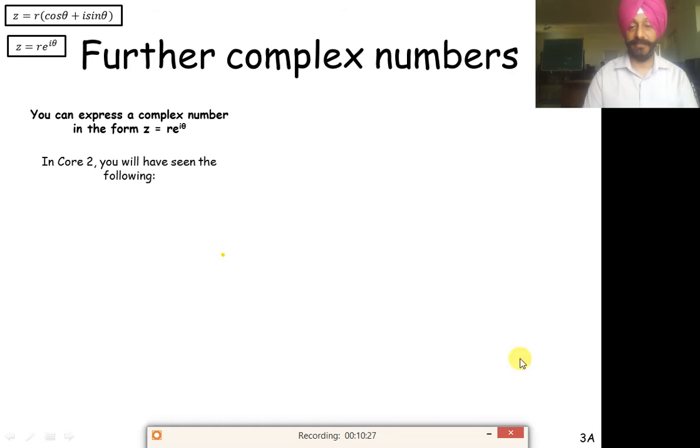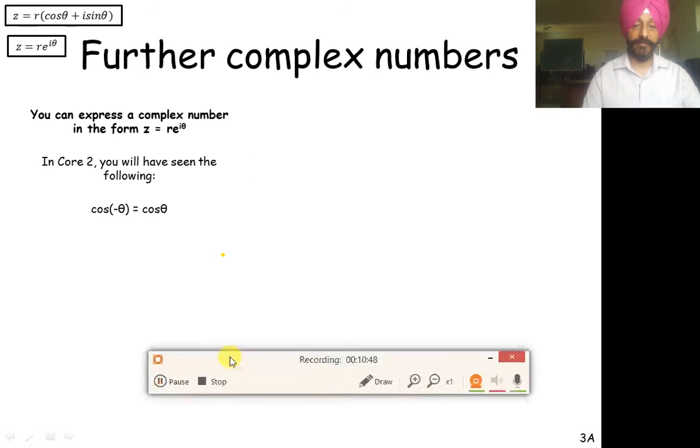So this lecture shows how we write a complex number in different forms. The first form is z = r(cos θ + i sin θ), and the second is z = r e^(iθ). Next, we want to see another property.